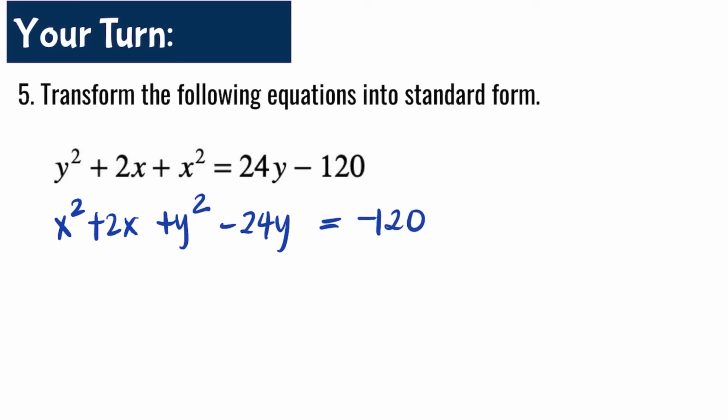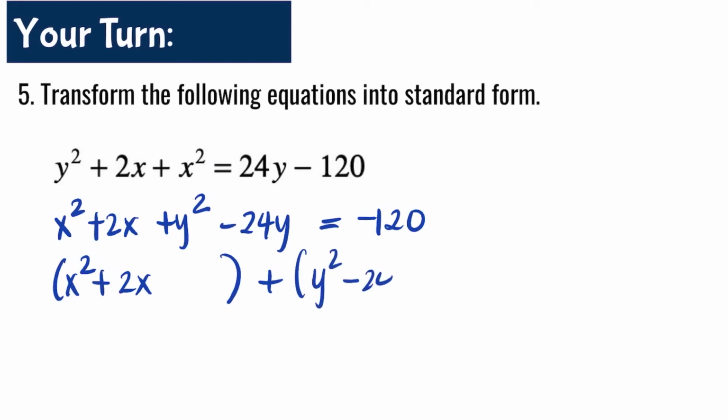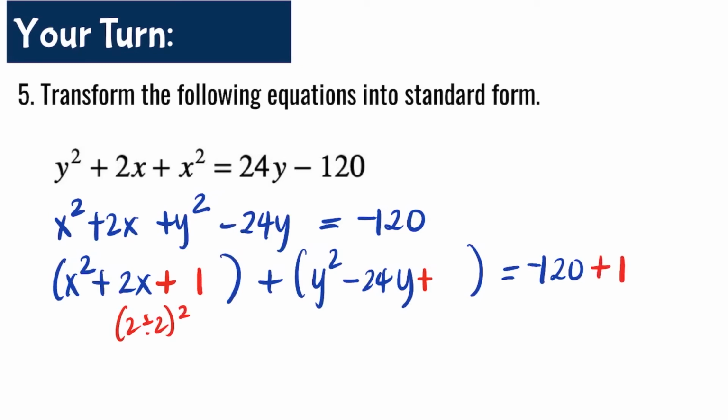Now we will set up the groups. The first group, x squared plus 2x, leave a space. The second group, y squared minus 24y, leave a space as well, is equal to negative 120. Now we need to do completing the square by adding third terms to both groups. We need to divide 2 by 2, which is 1. Square it is 1, so plus 1 to both sides.